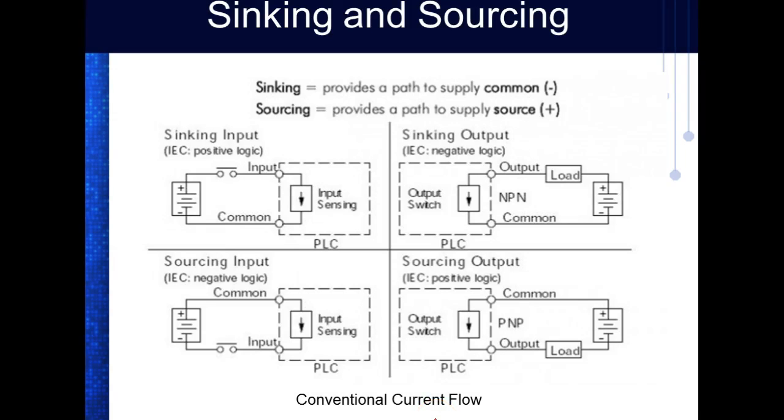This is syncing and sourcing, guys. So these are inputs. These are outputs. Right? So syncing, we're dealing with DC. Syncing only comes into play with DC. AC basically has no polarity because it's changing so fast. So syncing devices use a negative common. Sourcing devices use a positive common. So which one do you think is predominant?